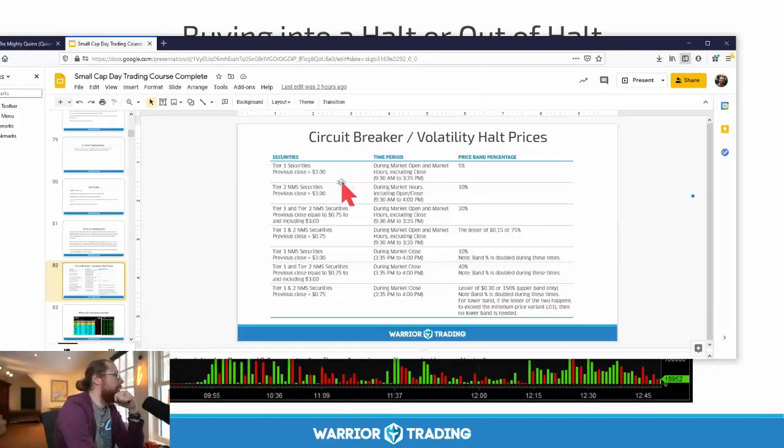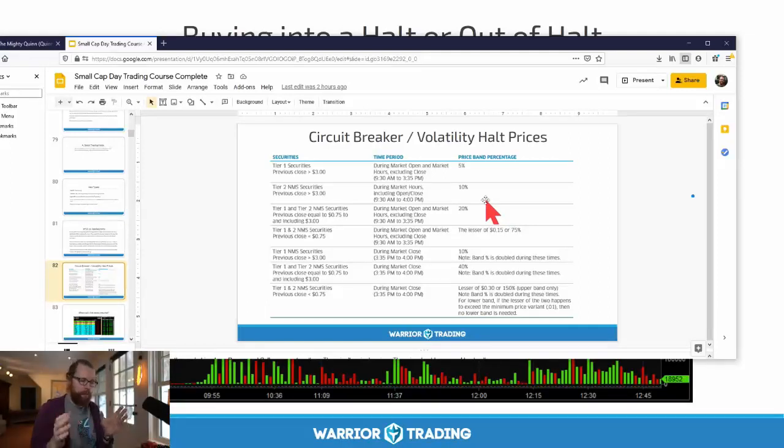So what we know is that stocks priced over $3 that are tier 2 securities will halt every 10%, and that 10% is a rolling period of time. So it's 10% above the average 5-minute price. So the 5-minute average price is a 5-minute rolling window. It's not like it resets every 5 minutes. It's constantly rolling forward.